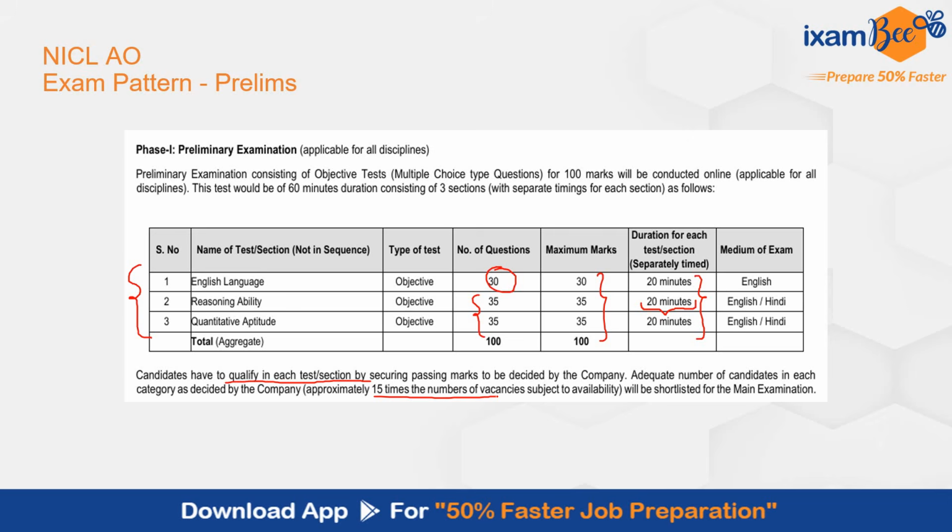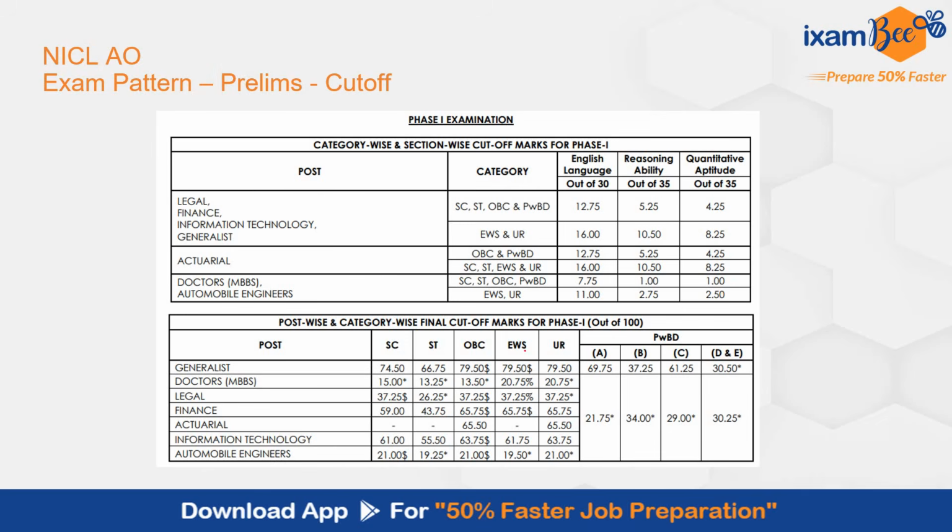Last year the recruitment was announced in January, but due to elections, phase 2 were delayed. In 2024, this was the cutoff. For legal, category wise and section wise cutoff marks for phase 1 was for English language 12.75 out of 30 for SC/ST and 16 for EWS or unreserved category.